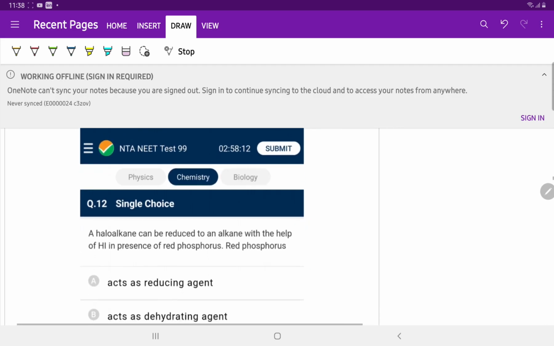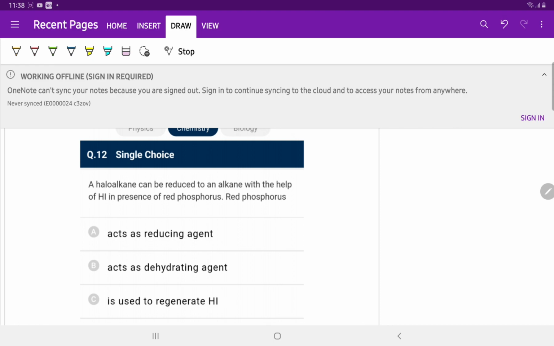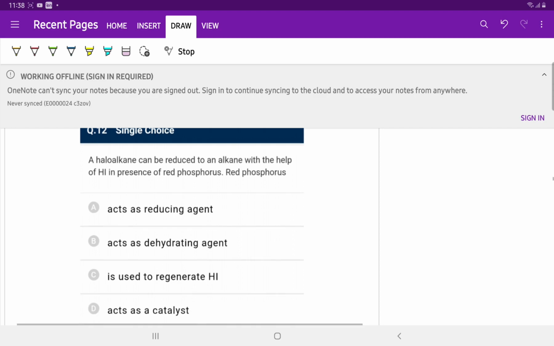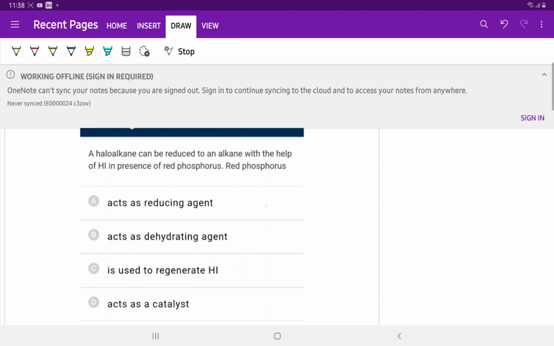Question number 12. A haloalkane can be reduced to an alkane with the help of HI in presence of red phosphorus. Red phosphorus reacts with iodine and forms PI3, and PI3 is unstable, so it readily hydrolyzes and regenerates HI. So the role of red phosphorus is regeneration of HI.